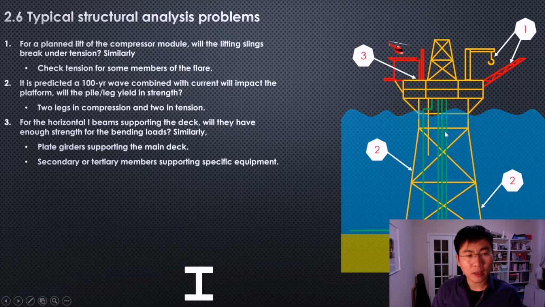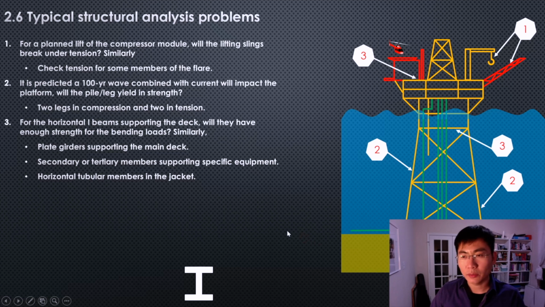There could be members, say horizontal beams over here, having a horizontal force as well. In this case, we wouldn't know where the wave is going to come from in terms of direction. So that's why we use round-shaped structure when we don't have a strong axis or weak axis.